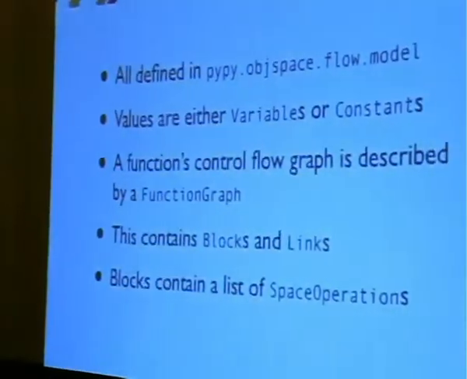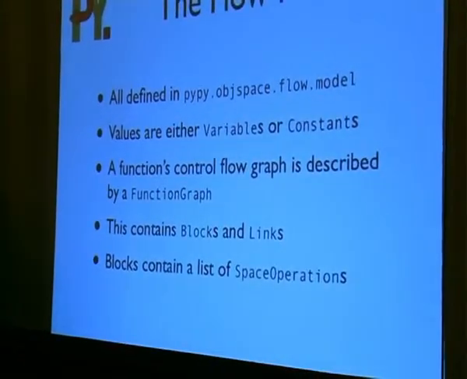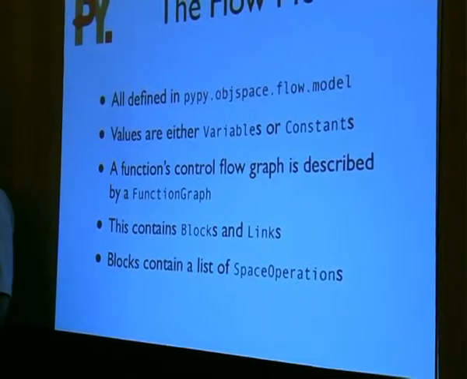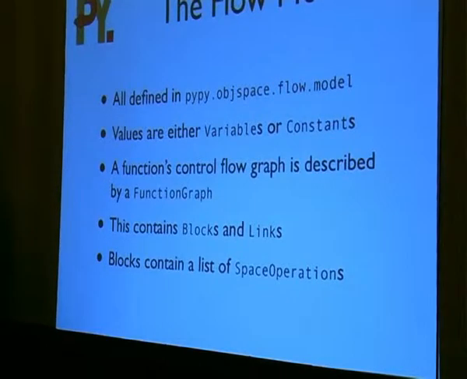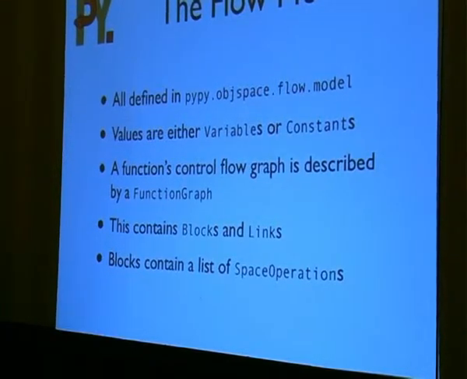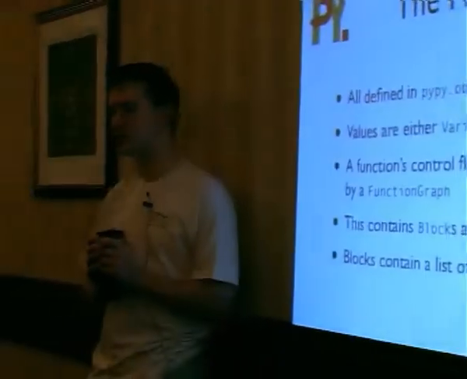So, the flow model. We have this module, pypy.objspace.flow.model, which is, I think, almost certainly the most imported module in the PyPy source. It just gets used everywhere. Values are represented in the flow graphs by either instances of the class Variable or the class Constant, which hopefully is reasonably explanatory. Constants contain a reference to the actual Python object that was present in the model. Variables are things which are, well, not constants.